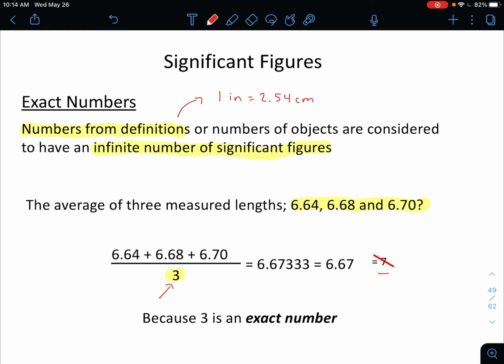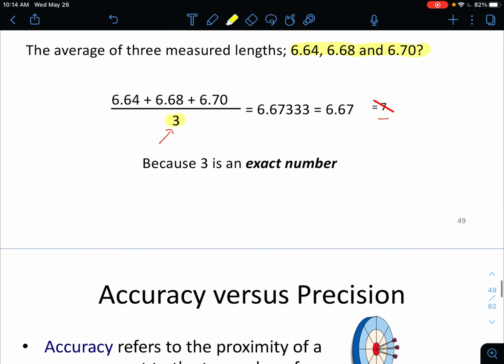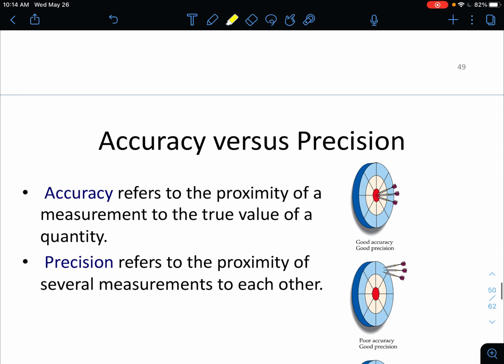We'll see taking averages in some of the lab data probably, but more often in lecture we're going to be seeing values from definitions like unit conversion factors. So make sure you're considering that as infinitely accurate for the purpose of unit conversion. Okay, one last thing here.